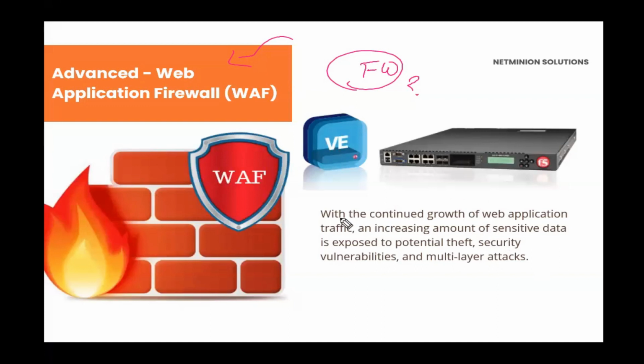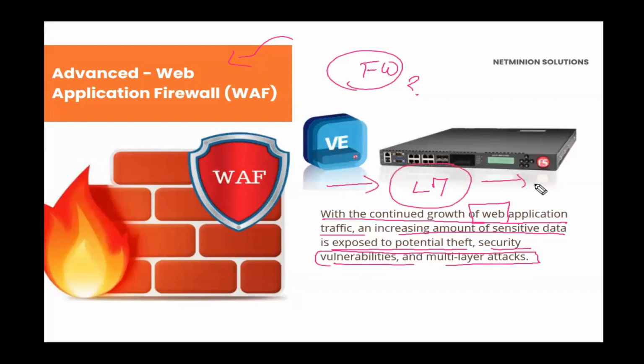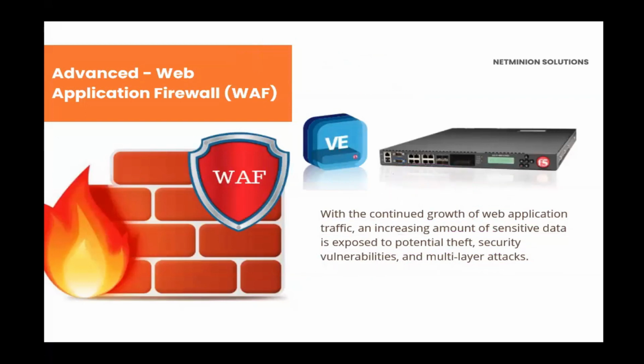But let me tell you, with the continued growth of web application traffic, I am talking about web applications, an increasing amount of sensitive data is exposed to potential theft, security vulnerabilities, and multi-layer attacks. Now we are talking about layer 7 attacks. That is where the ASM makes the difference. As I was saying earlier, ASM is a layer 7 thing. It's not layer 4, layer 2, or whatever.